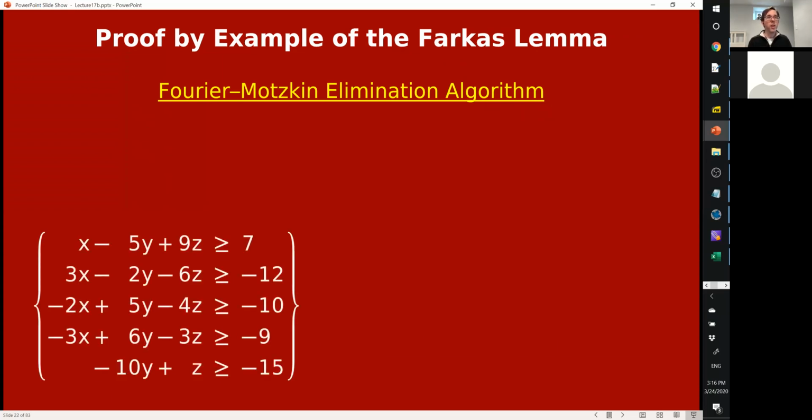Good. So let's suppose this is your input. There's just 3 variables here. So instead of x1, x2, x3, I'll call them x, y, and z. And so you have these 5 inequalities. Okay, and we're going to try to reason about whether or not they're simultaneously satisfiable.